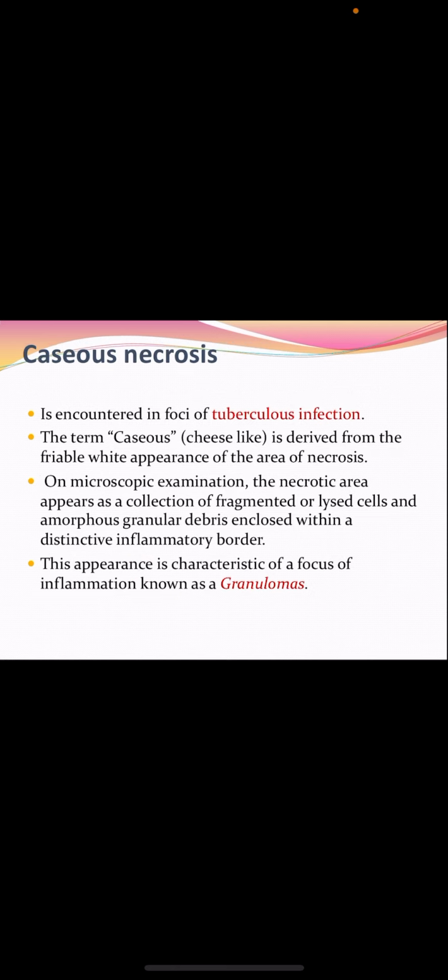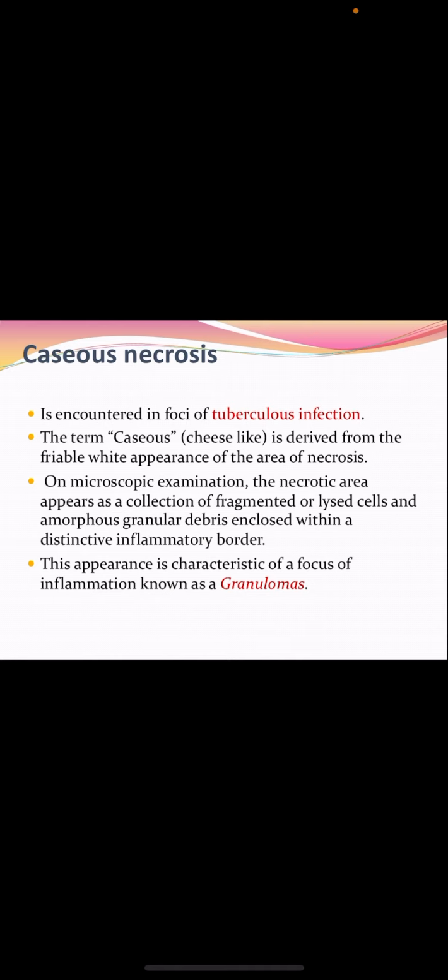Coming to the next type, caseous necrosis. Caseous necrosis is most commonly seen in tubercular patients. The incidence of tuberculosis is higher in India. Caseous necrosis is encountered in foci of tubercular infection. The term caseous means cheesy-like. It is a friable, white appearing area of necrosis.